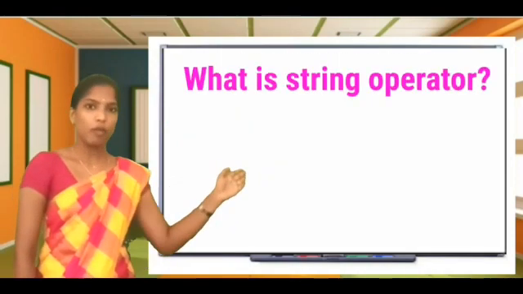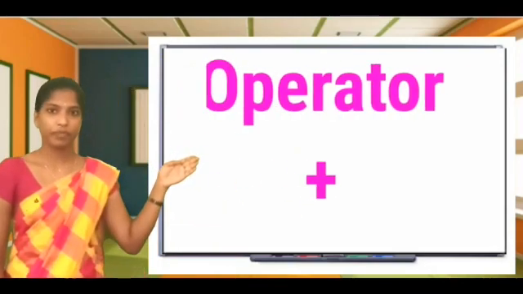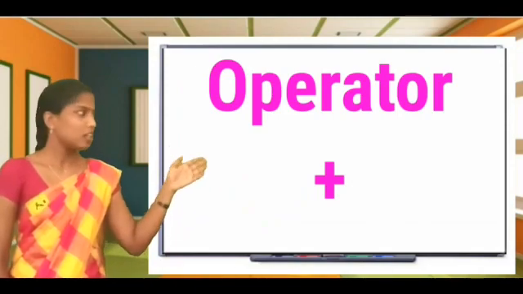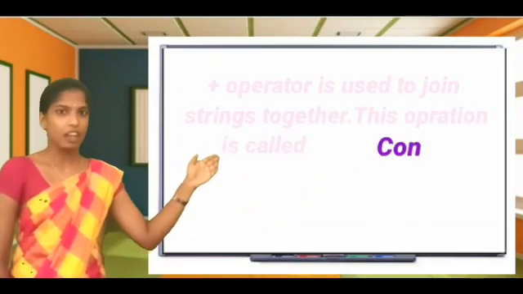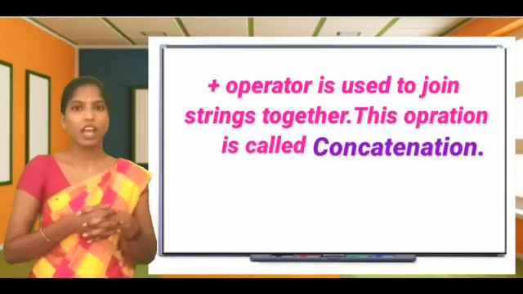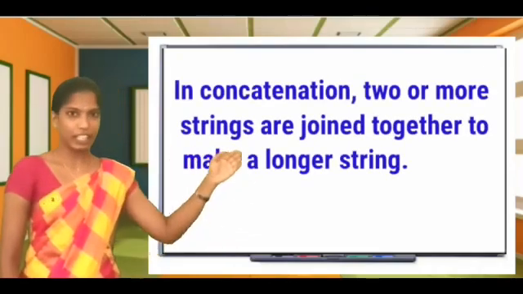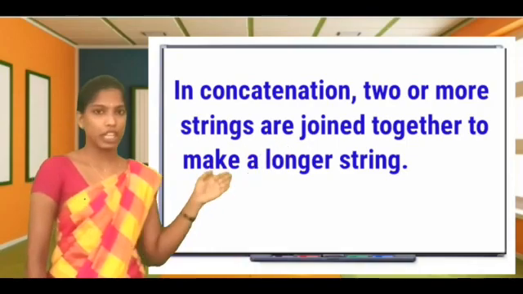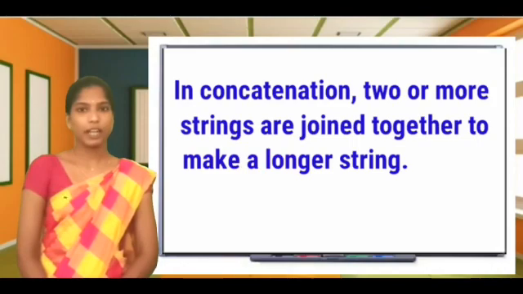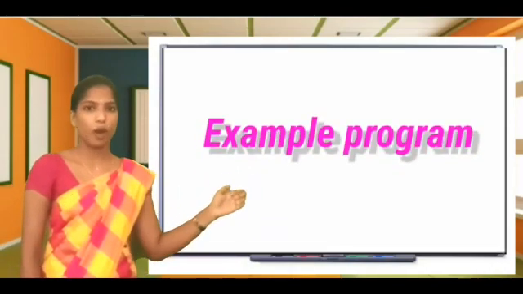Now we'll recall what string operators are. Look at this operator. What operator is this? Yes, the plus operator. The plus operator is used to join two or more strings together. This operation is called concatenation. In concatenation, two or more strings are joined to make a longer string. Let's do some more example programs for the string operator.